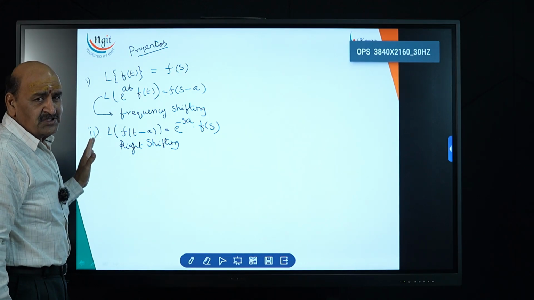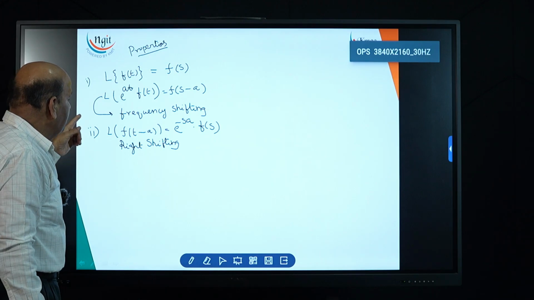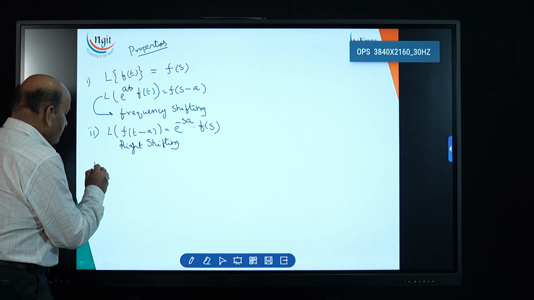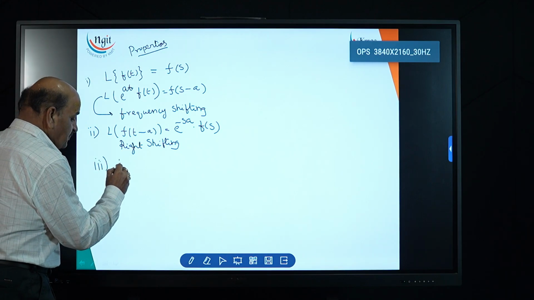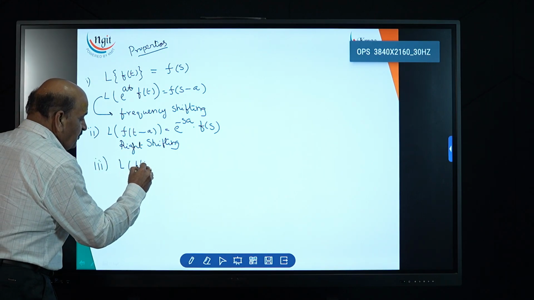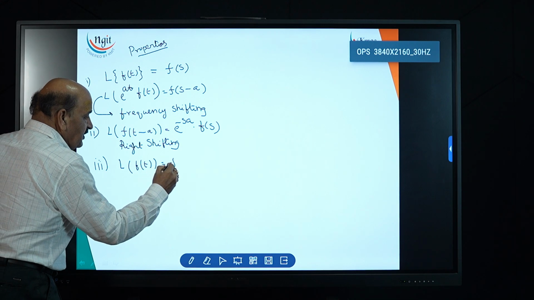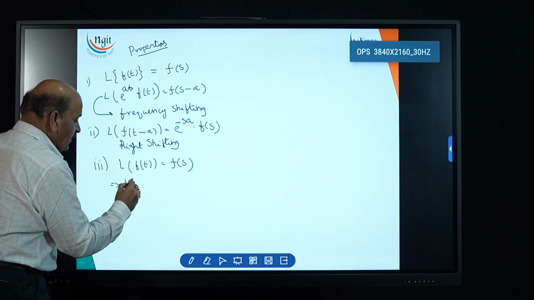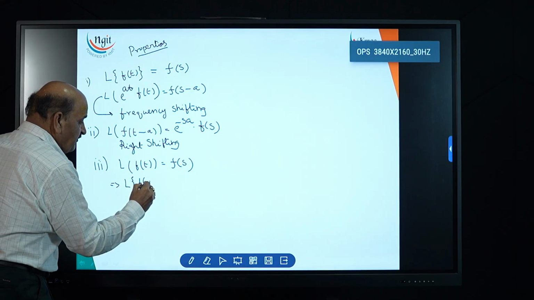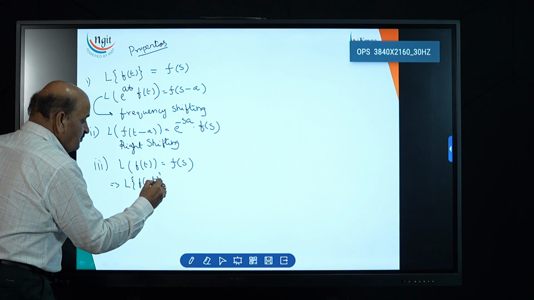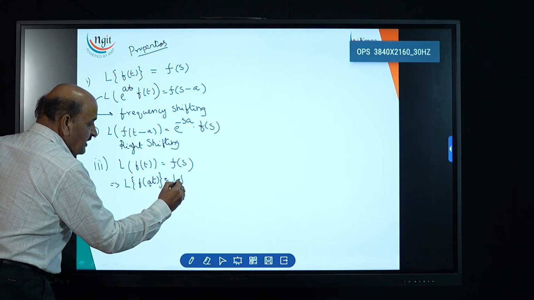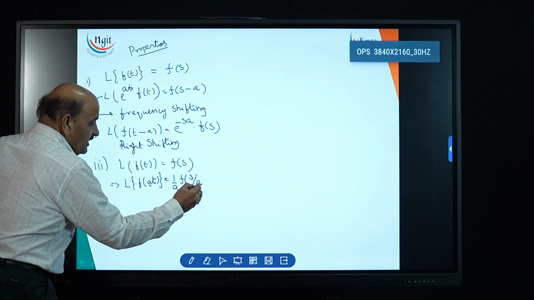These two are very much important. Understanding? Frequency shifting and right shifting. Now the third one, scaling. L of f of t is equal to f of s. This implies the scaling property. L of f of a t is equal to, here a is multiplying, so a will become the divisor: f of s by a.